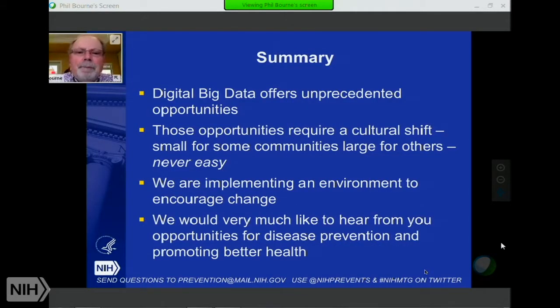So in summary, I think from my point of view, big data offers unprecedented opportunities for what can happen going forward, but they require a cultural shift, which is relatively small for some communities and large for others. For example, in the genomics community, there's really a culture of sharing and shared resources already. In more clinical areas, not so much. Either way, cultural shifts are never easy, and incentives are clearly critical.